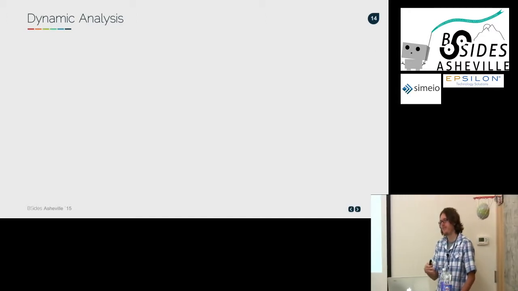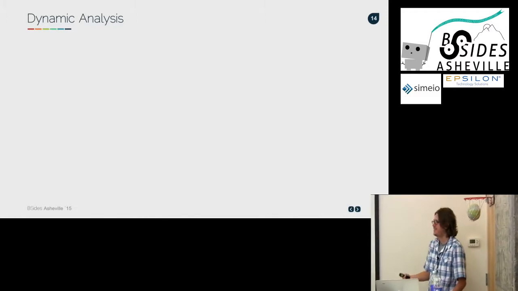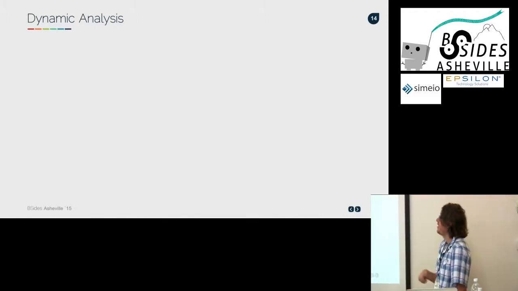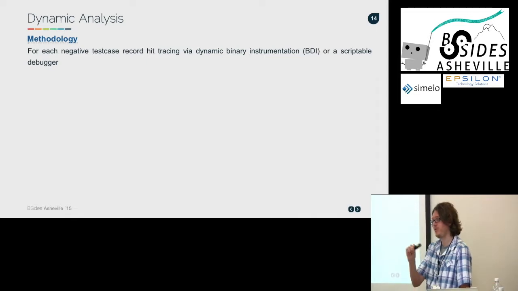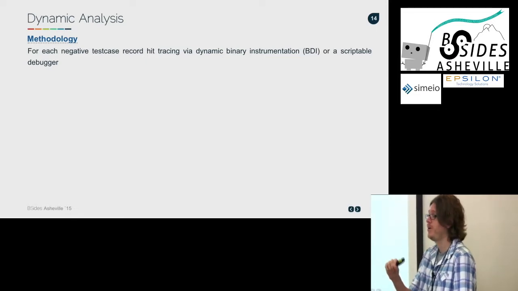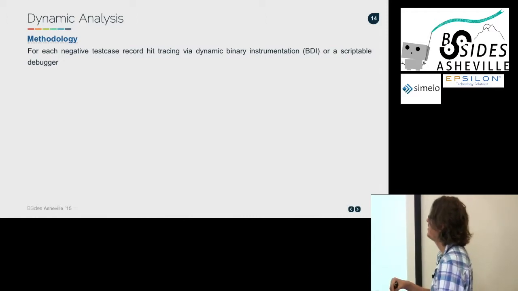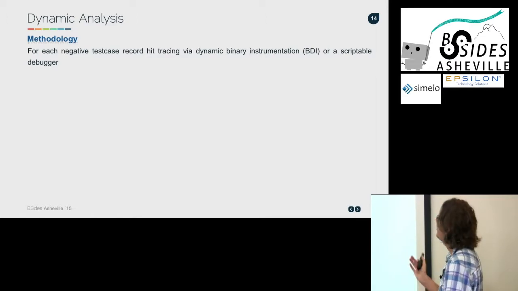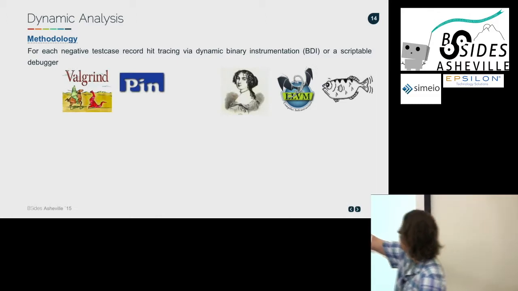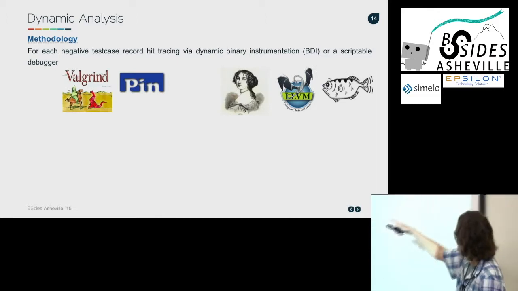How do we mix that with what's actually happening when I run a test case? And to do that, we're going to use dynamic analysis. For each negative test case that I run, I'm going to record the hit tracing information. So record what it's executing in the program, which functions actually get touched by that negative test case. You can use this with a scriptable debugger like LLDB, or you can do something with dynamic binary instrumentation. One of the big ones there is Valgrind, to watch execution as it happens. Over here, there's your dynamic binary instrumentation. Here are your debuggers that you can actually use, GDB.